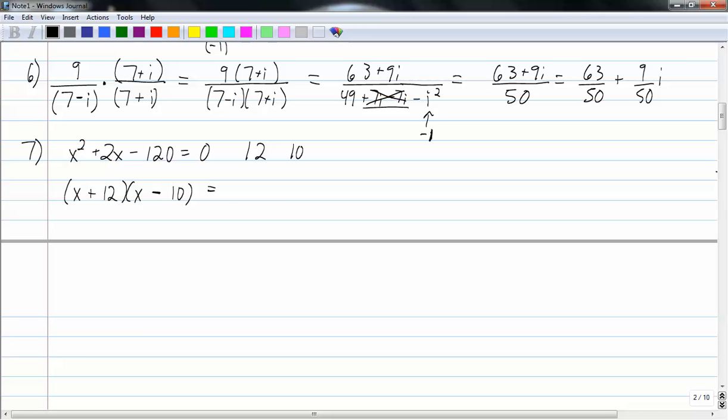Alright, so now that we have this factored, we set it equal to 0, and we have the product of the two factors equals 0. Now you can apply the zero product principle. That says that I can set each factor equal to 0. So x plus 12 equals 0, x minus 10 equals 0. So you get x equals negative 12 and x equals positive 10.